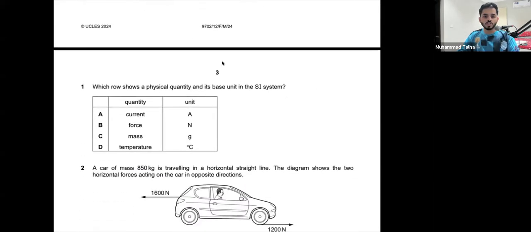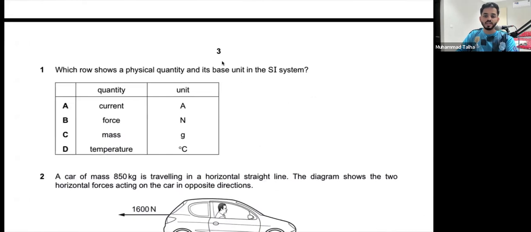So first question, which row shows a physical quantity and its base SI unit in the SI system? So it's current and it's amperes. So this is true. Current is a physical quantity and these are the base units. Force is a physical quantity and this is not a base unit. Mass is a quantity and grams is not the base unit. Temperature and degrees Celsius is not the base unit, it's Kelvin, which is the base unit. Right, so this is wrong as well.